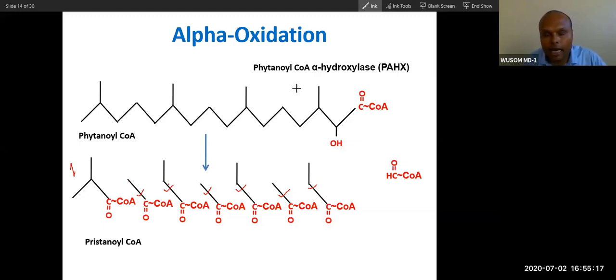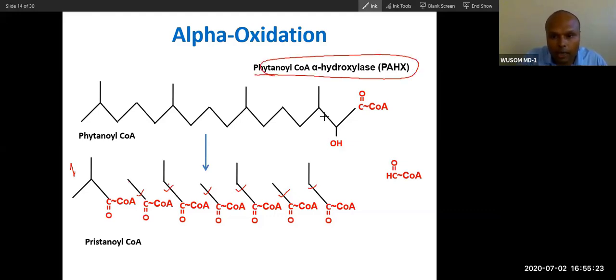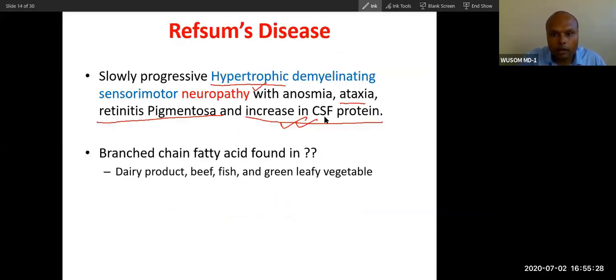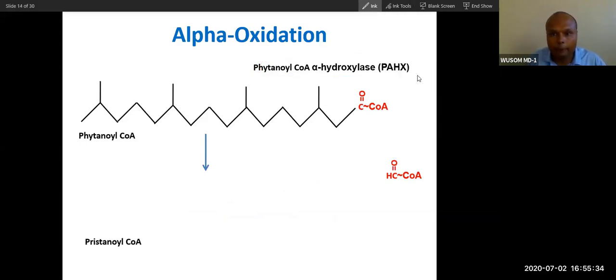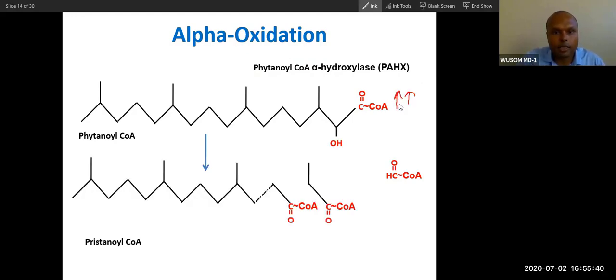So the first enzyme that is required for catabolism of phytanic acid is this. If this is absent, this phytanic acid will not be metabolized. And if it is not catabolized, what will happen? It will accumulate and cause Refsum disease. So that is what happens in Refsum disease.